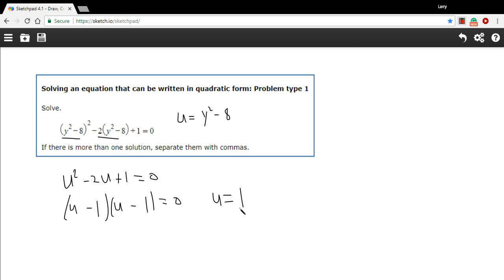Once we've gotten this far, we undo the u substitution. So we get y squared minus 8 back in for u, and u equals 1, so y squared minus 8 equals 1. And this is a new quadratic that we can solve. I'm going to add 8 to both sides. This one's pretty easy to solve because we get y squared equals 9, and then we just take the square root of both sides. So we get y equals a positive or a negative 3, and those are our solutions. So the little u substitution with something really complicated that's really actually a simpler quadratic hiding there.